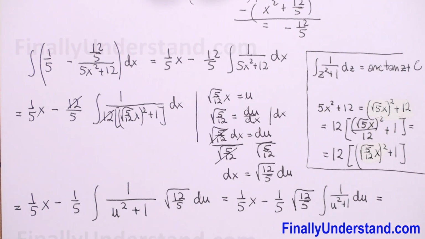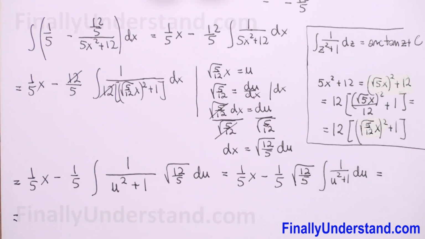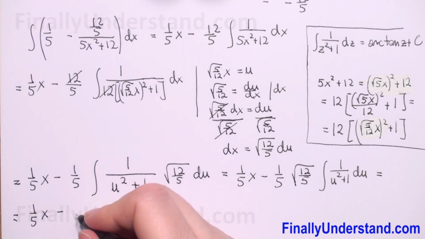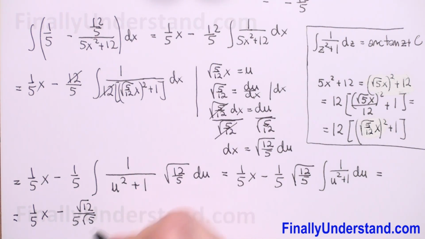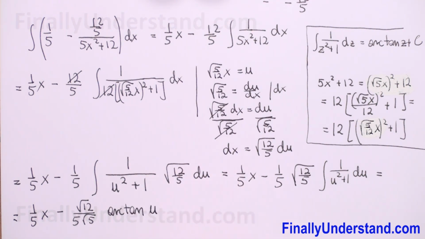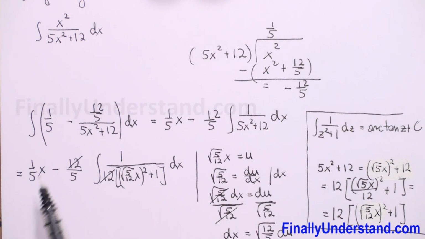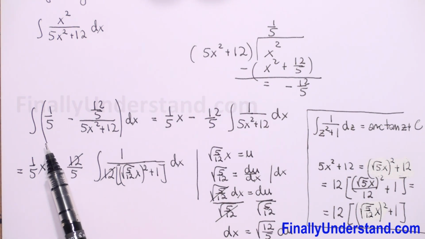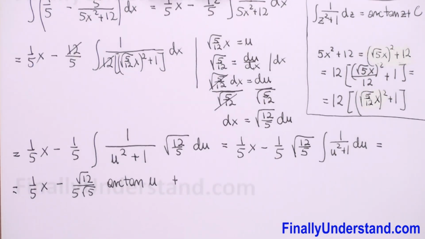So this is equal to 1 over 5x minus, and we can change this to the square root of 12 over 5 times the square root of 5, and we have arctangent of u. We have to add a constant. I forgot to add the constant when I did the integral of 1 over 5. I can put the constants together, constant plus constant still gives a constant, so it will be plus c. Now I have to come back to the substitution.